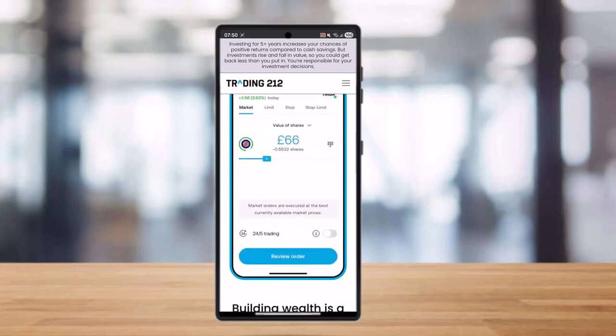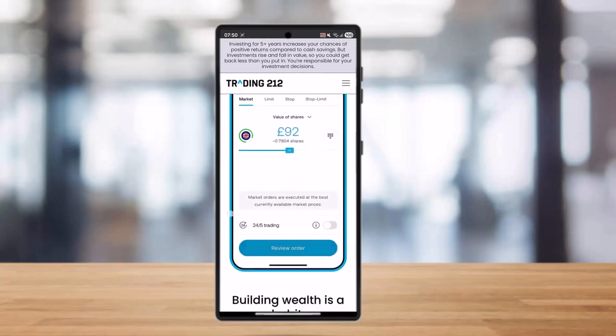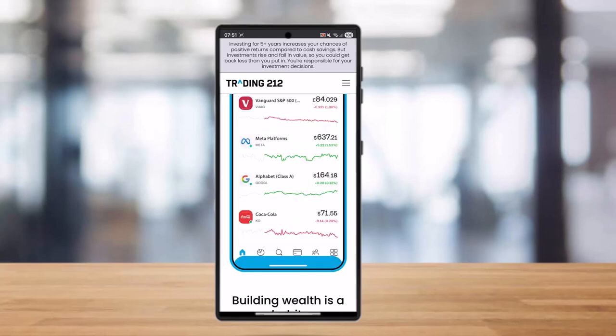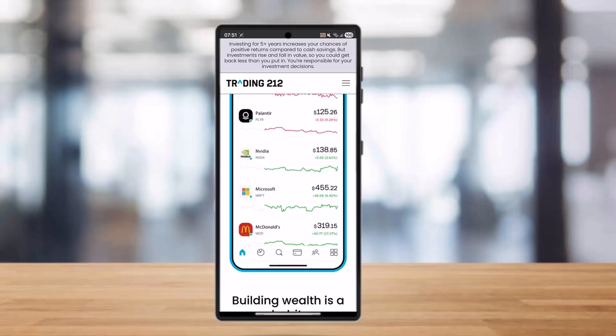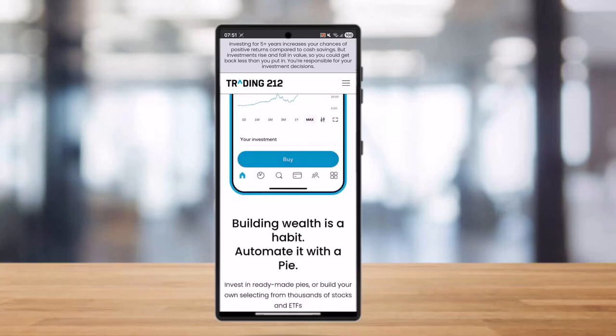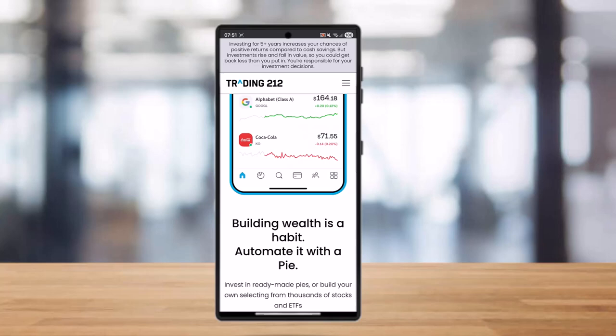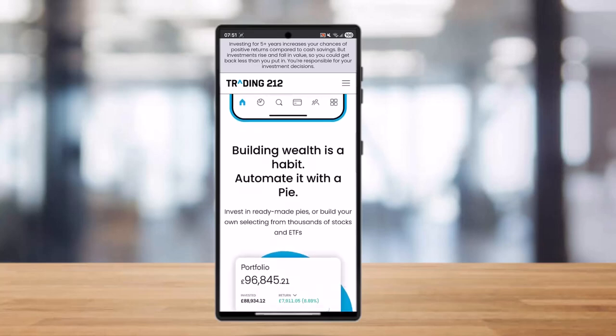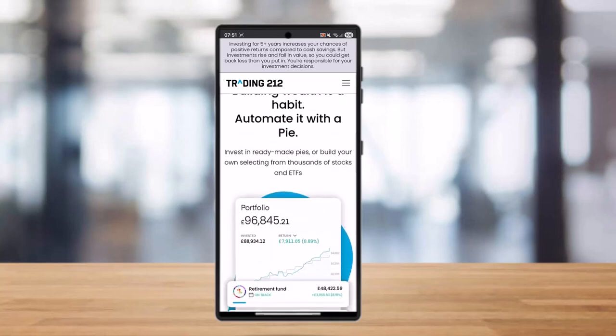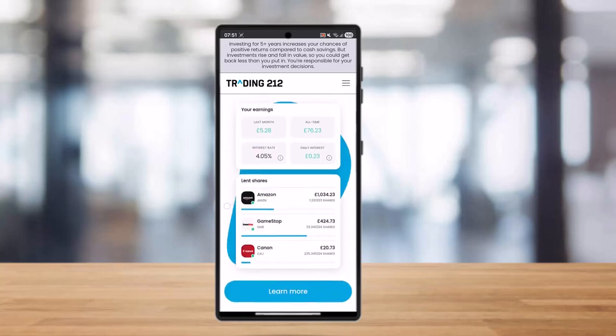Activate extended hours, look for a 24/5 trading or similar toggle button above the review order. Set the price. For a buy order, set a lower price than the current market, or for a sell order, set a higher price than the current market. Now set the quantity and review and send. So this way you can simply do it.